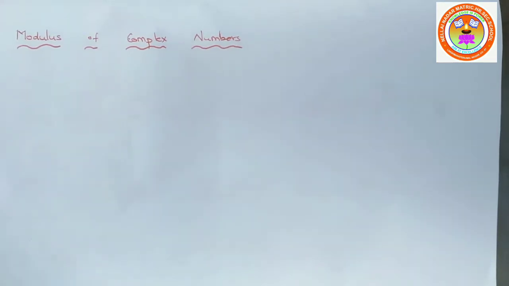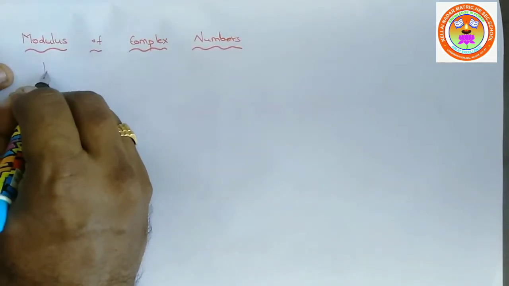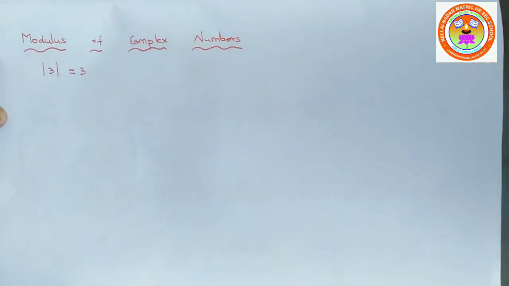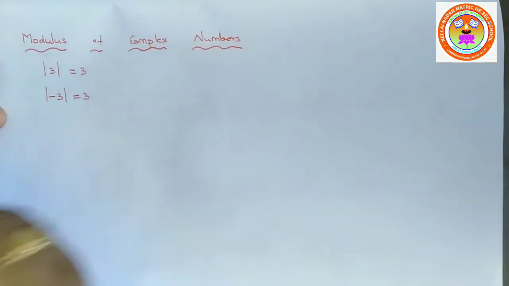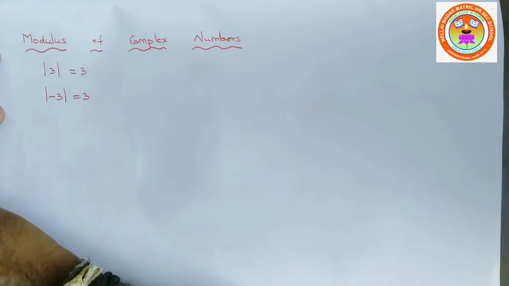What is modulus? In lower standards we have studied the modulus of 3. Modulus of 3 is nothing but 3. This is not a determinant, this is a modulus. Modulus of 3 is nothing but 3, and modulus of minus 3 is also plus 3. The minus will become plus. I am speaking about simple modulus only. I am not speaking in detail about x less than 0 or x greater than or equal to 0. Simply I am going to speak about modulus.